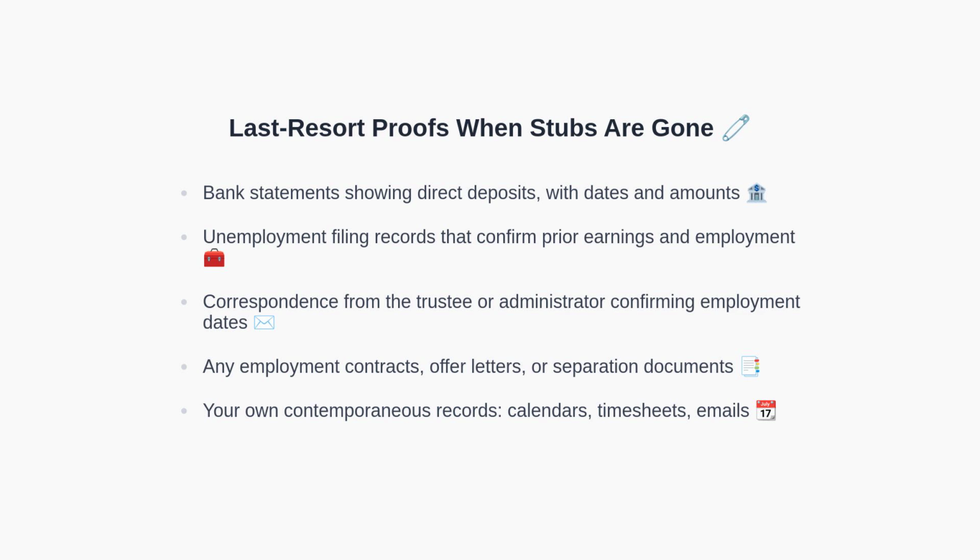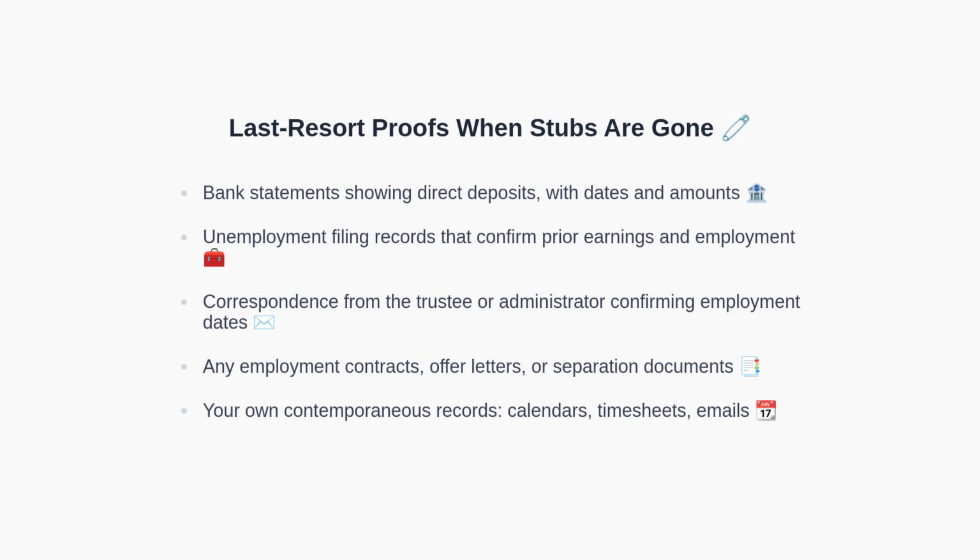If pay stubs are unavailable, build a layered evidence package. Begin with bank statements that show direct deposit amounts and dates. Add unemployment filing records that reflect prior earnings or confirm employment. Include correspondence from the trustee or administrator that confirms your employment dates. Supplement with employment contracts.